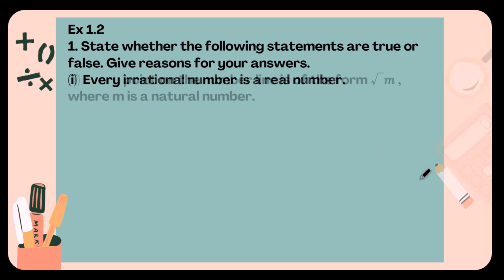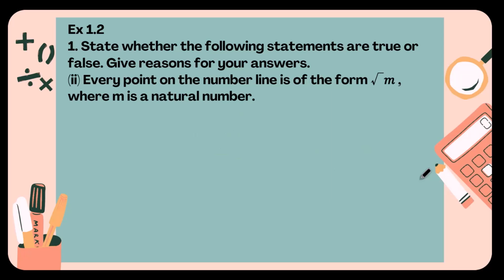Now, every point on the number line is of the form root m, where m is a natural number. Okay. So how can we do this? Very simple. Let's just draw a number line. We'll try to understand. So we have a number line. Let's write 0, 1, 2, 3, 4. Then minus 1, minus 2, minus 3, and so on. Every point on the number line is of the form root m. Okay. So we have 2.